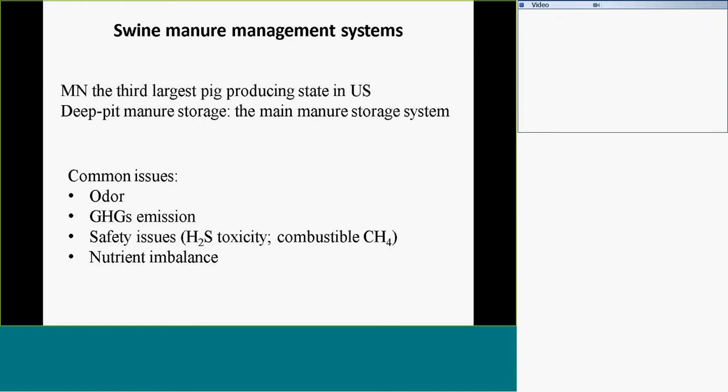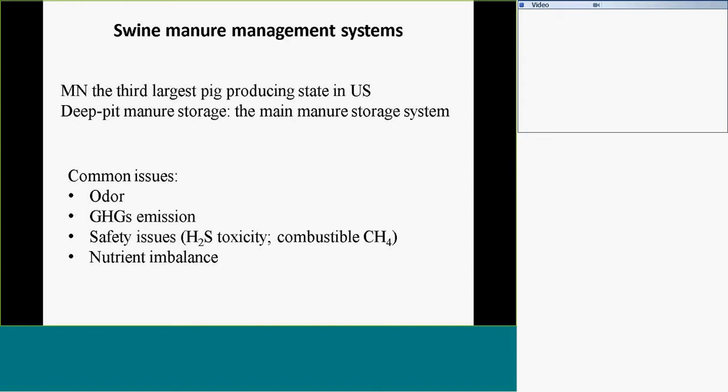So currently, in Minnesota, we have found odor issues with manure management systems. Most of the manure management systems in our state are called deep pit management systems. They dig 2.5 meters into the ground and store the swine manure inside the pit, and over the half of 1 year storage, a lot of gases are emitted from the interface, including methane, carbon dioxide, hydrogen sulfide, and ammonia. Sometimes concentrations reach a very dangerous level.